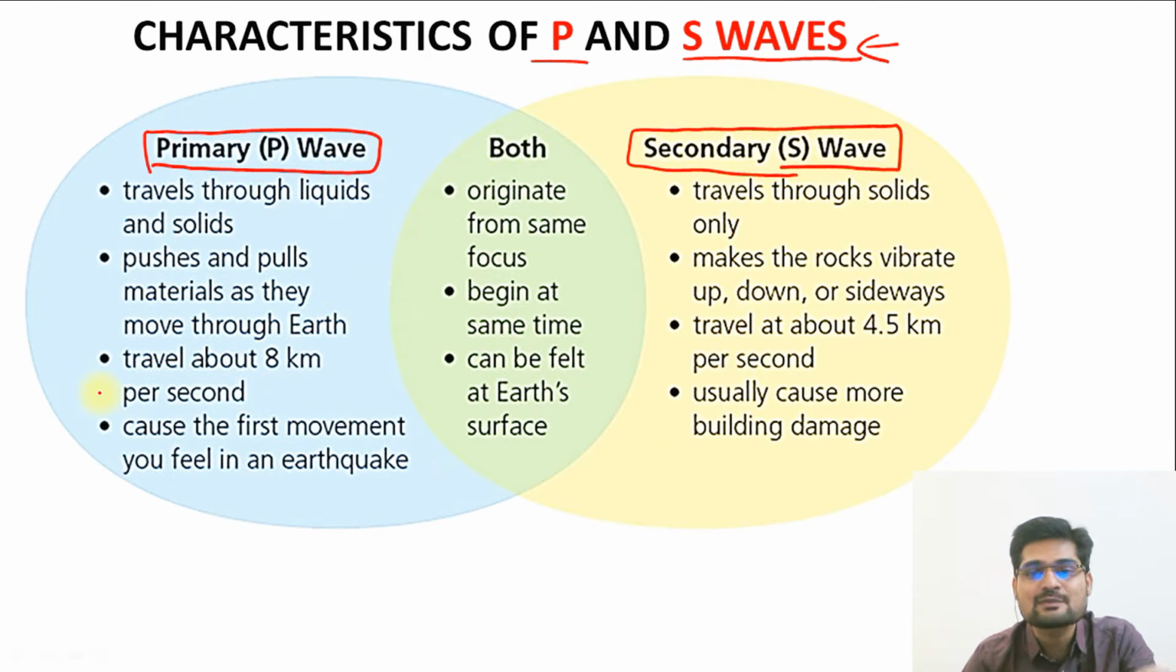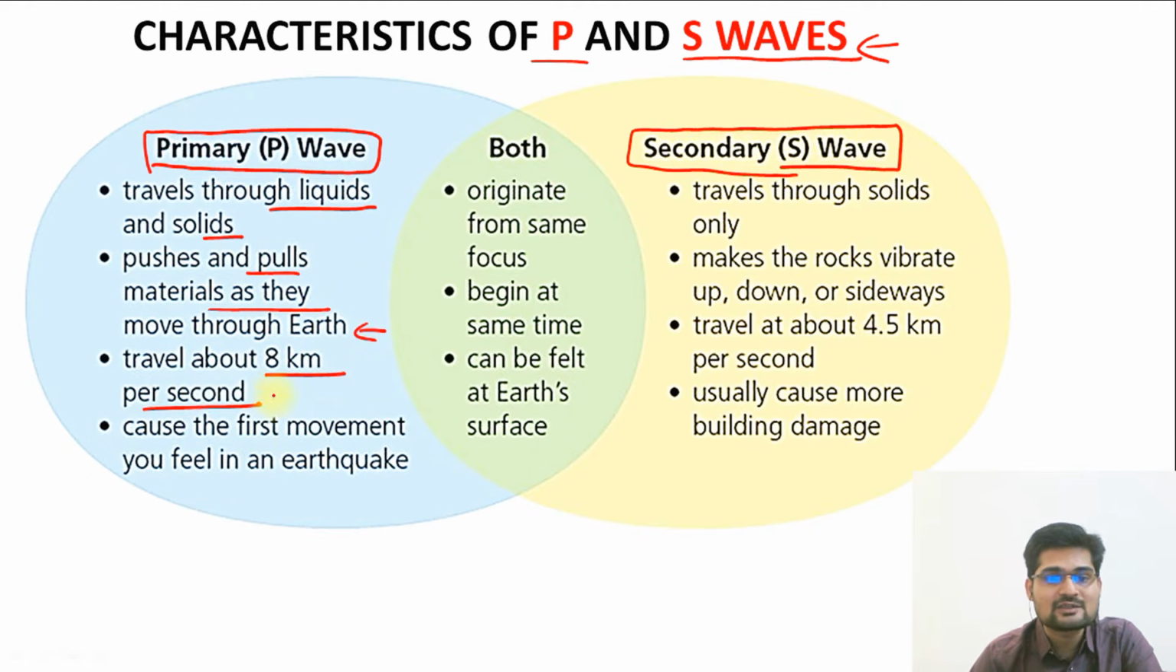So let's understand some of their characteristics here. The P wave travels through liquids and solids both. It pushes and pulls material as it moves through the Earth. That is important. It travels about 8 km per second, so that is its top speed. Now, it causes the first movement you feel in an earthquake.